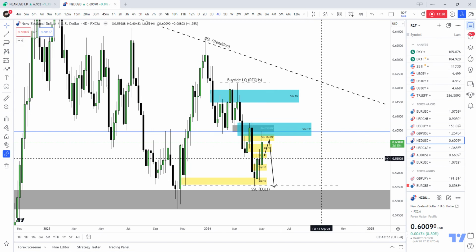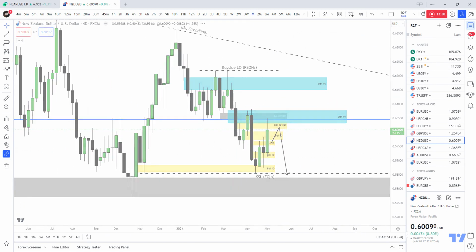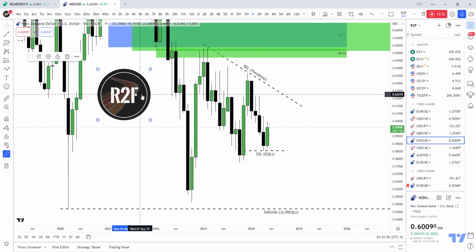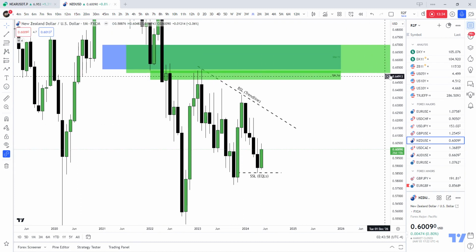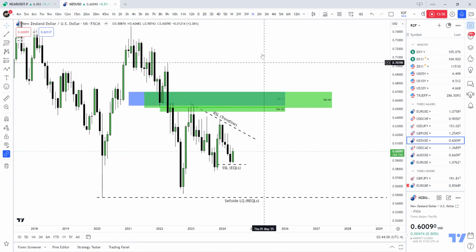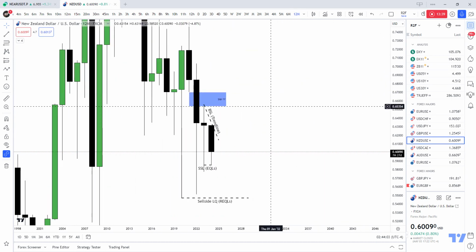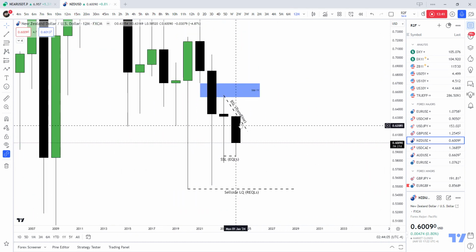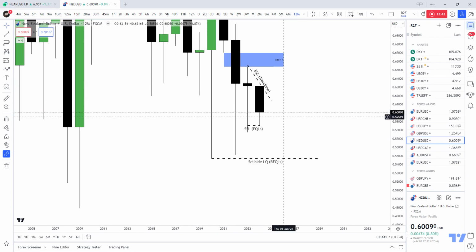So this is what I have on the New Zealand dollar. Okay, let me start on the monthly. Sorry, let me delete my logo. Okay, let's start on the yearly then to just make it really clear. Okay, we have a yearly gap. I don't think price is coming into that yet.